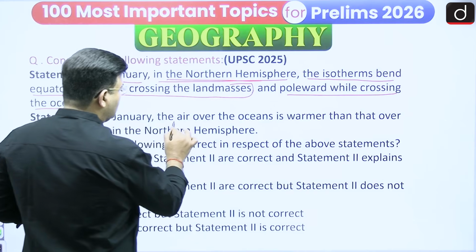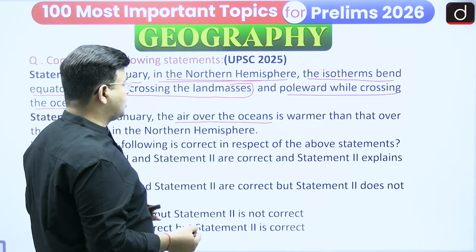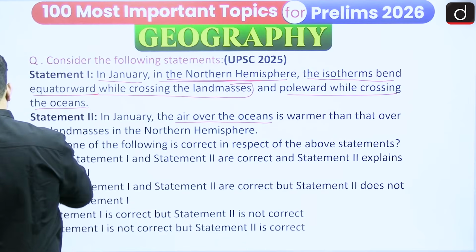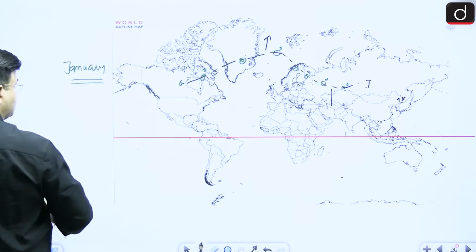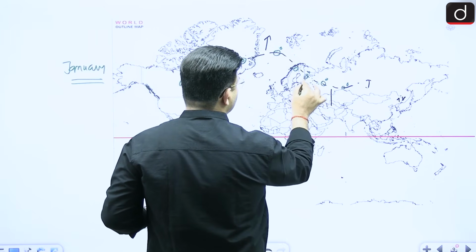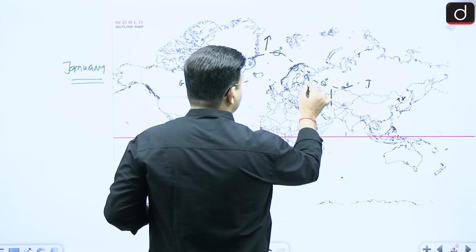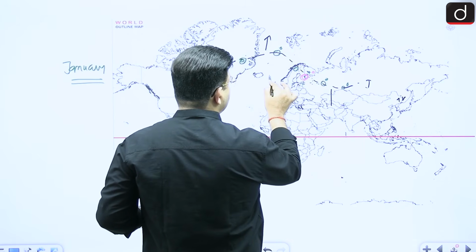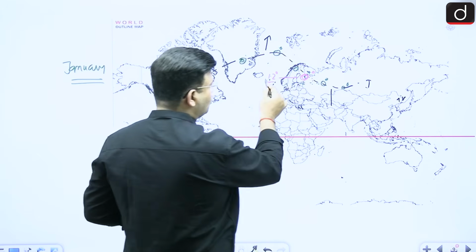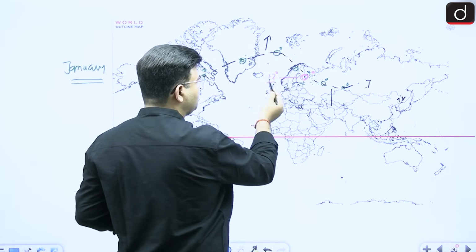In January, the air over the ocean is warmer than over the landmass. Suppose in this region the temperature is 0 degrees, but in the ocean in this region it will be 12 degrees. For the same reason, the water of the ocean will be relatively warmer and the land will be colder because it will release the heat fast. So it will be 12, and it will be 0.